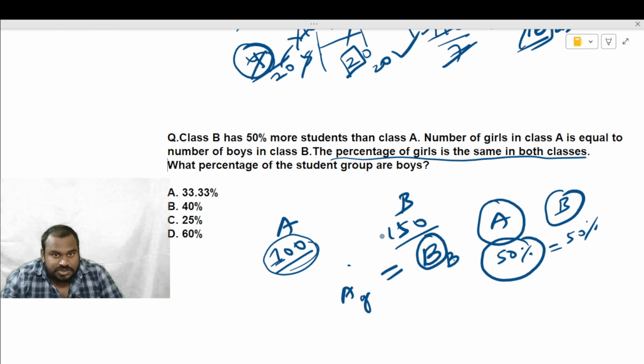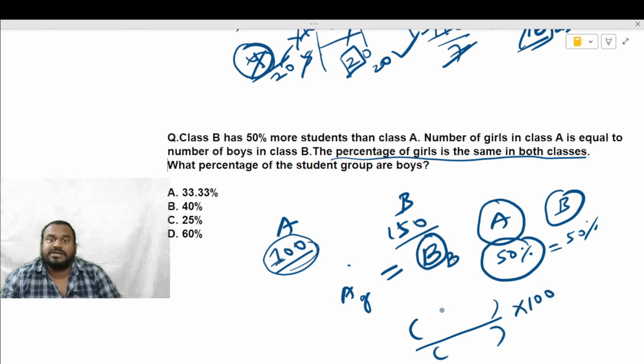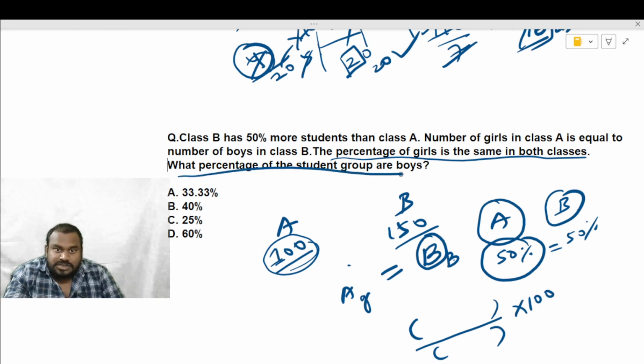So what percentage of the student group are boys? It means the number of boys in class A and the number of boys in class B, you have to add them up and divide by the total number of students, times 100. That is the question he is asking.